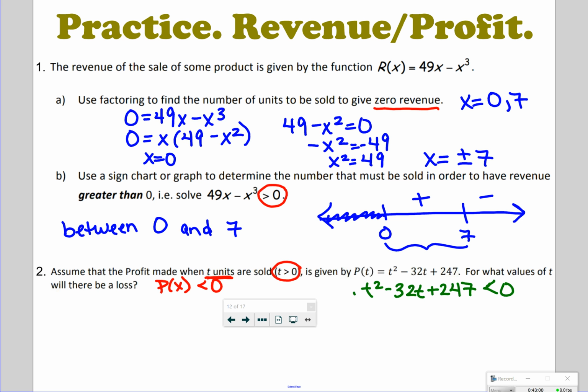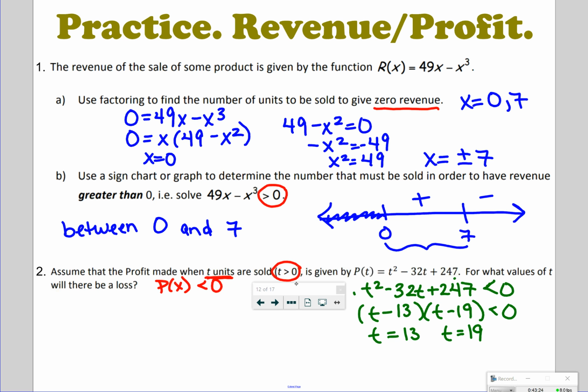This one, hopefully you guys figured out, is factorable. If you didn't see the factors, you could have used the quadratic formula. Two numbers that multiply to 247 and add to negative 32 are negative 13 and negative 19. And that means if I set each of those equal to 0, we'll get 13 and 19. So those are the break-even points. That will give a profit of exactly 0 in this function. So we're going to put 13 and 19 on our number line.